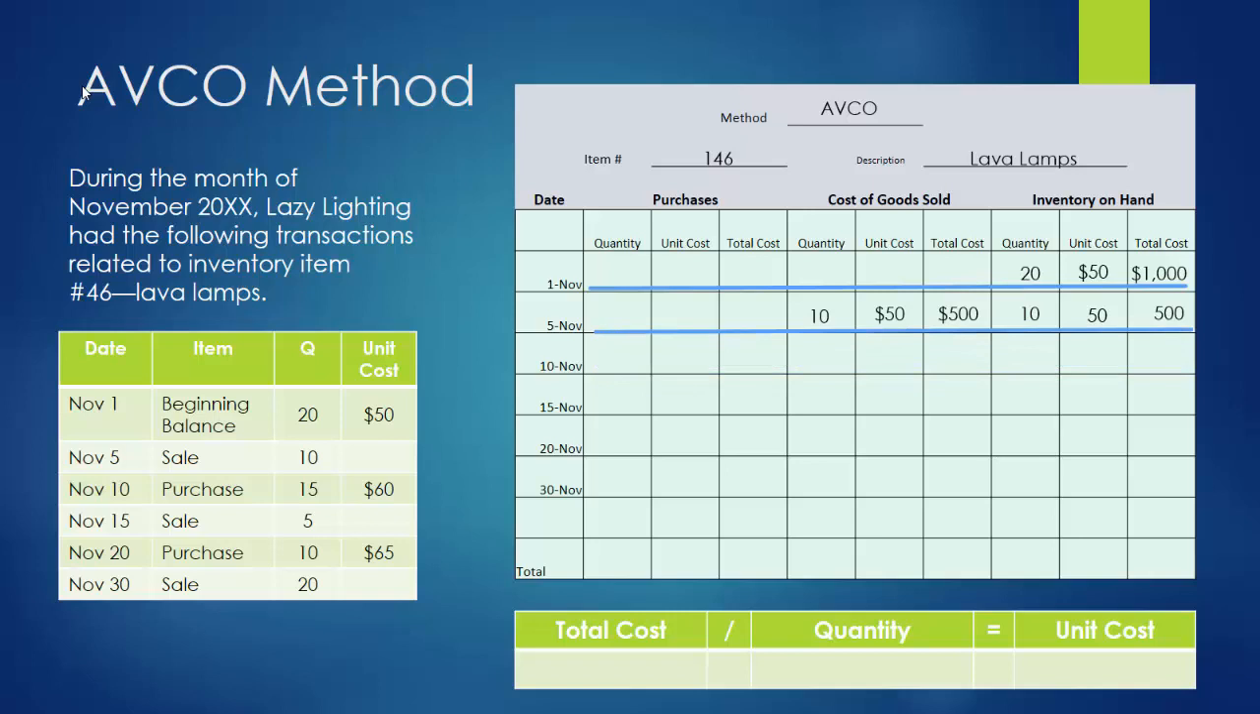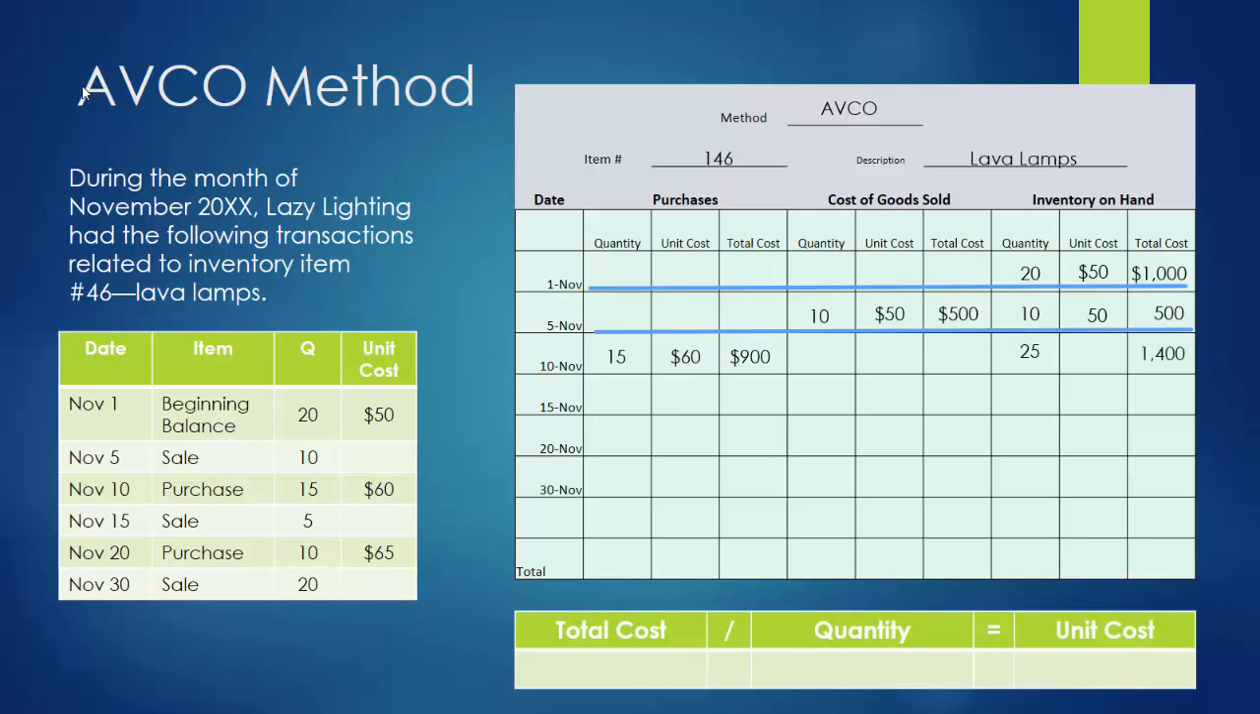Next up, on November 10th, we're going to make a purchase, and we're purchasing 15 lava lamps. The unit cost was $60 per lava lamp, so our total cost is $900. And this is where the difference between AVCO and both LIFO and FIFO becomes really evident. Instead of layering, we're going to bunch our inventory together. We had 10 lava lamps. We're buying 15 more, which means in total we're going to have 25 lava lamps. The lava lamps we did have before had a cost basis of $500. We just spent an additional $900 on this newest purchase, which means our total cost for all of our lava lamps in inventory is $1,400.